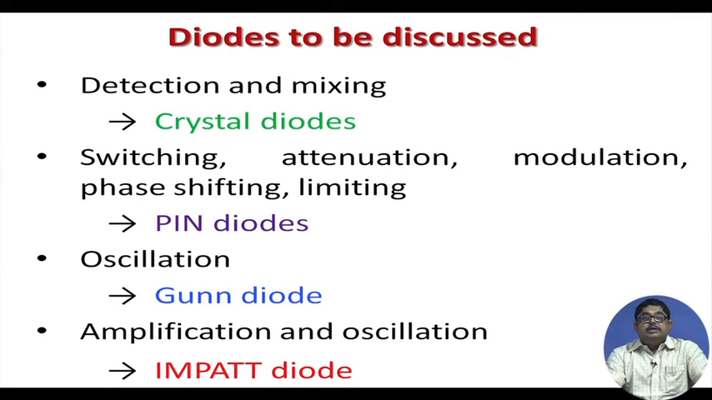Now, in this lecture, we have chosen a few important applications for the diodes that we will be discussing. First, for detection and mixing, generally crystal diodes are used. So, we will see crystal diodes, though there are other diodes like Schottky barrier diodes, etc. Then, for switching operation, which is also called modulation, that is, on off switching, attenuation, modulation, phase shifting, limiting, PIN diodes are used. So, we will see PIN diodes in microwave.